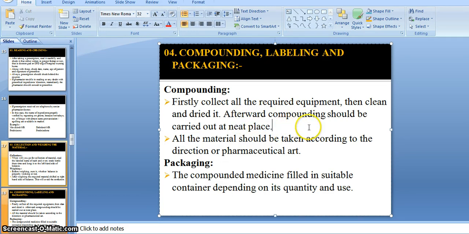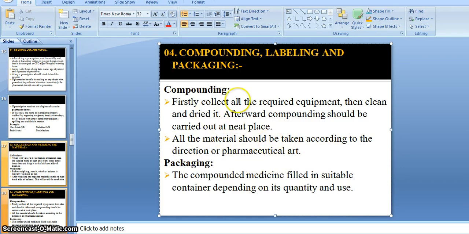It is very necessary to start compounding in a neat and clean place, to avoid any kind of contamination. Then all the material should be taken according to the direction or pharmaceutical art. Means after this arrangement, the pharmacist should take all the required materials as per direction or pharmaceutical art, means as per the process of manufacturing or compounding.